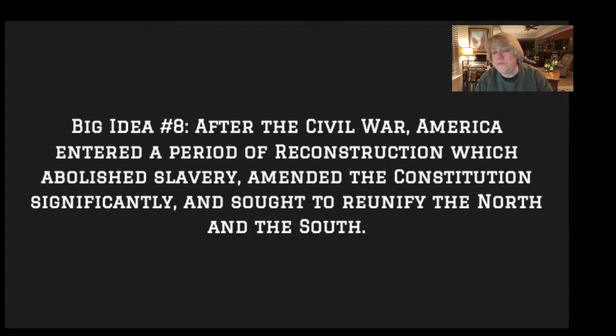Well, his plan, though, unfortunately, is going to come to an end when he's going to be assassinated by John Wilkes Booth several days after the war ends. This is going to bring Vice President Andrew Johnson into the presidency. And Andrew Johnson's going to introduce his own plan, similar to Lincoln's, but with some significantly personal gains on his part.